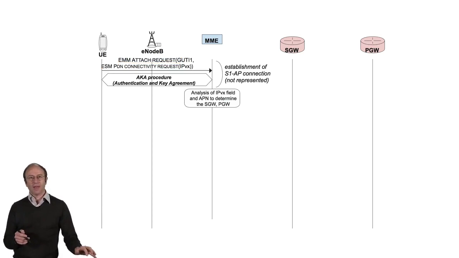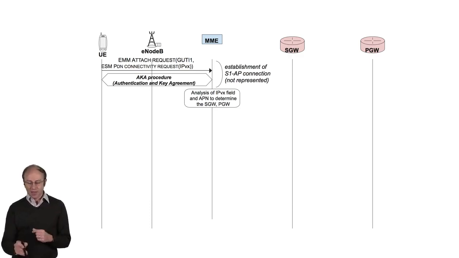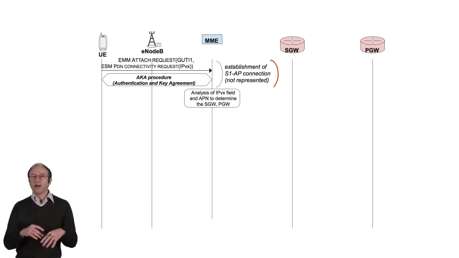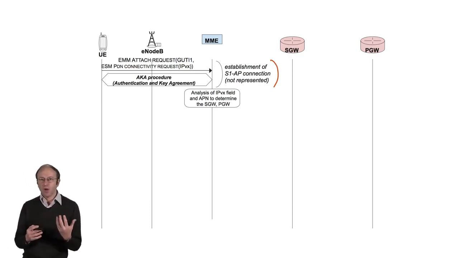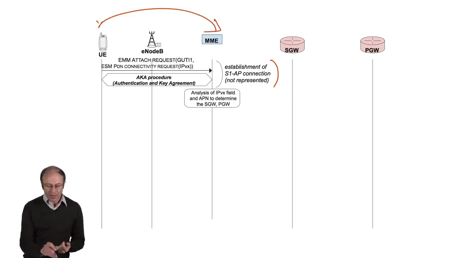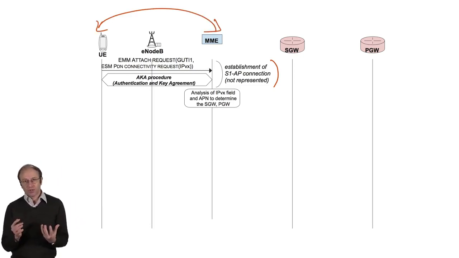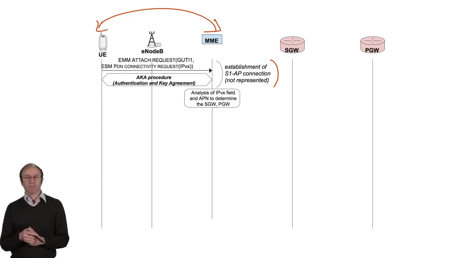We will have, inside this procedure, the establishment of the S1 AP connection. We are not going to go into detail here, and we are going to assume that the terminal communicates with the MME. Of course, all messages go through the eNodeB.